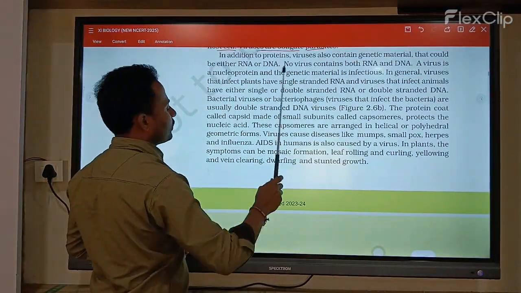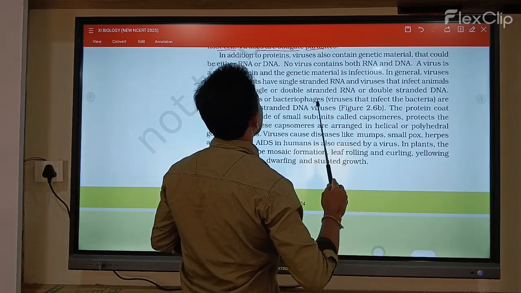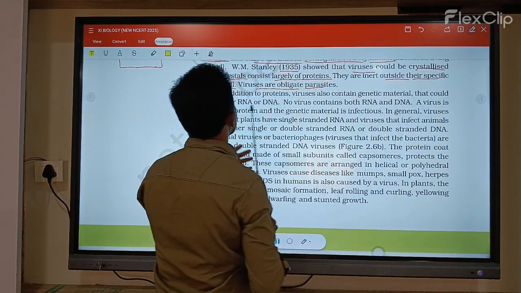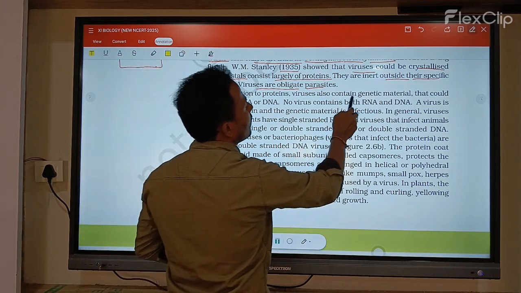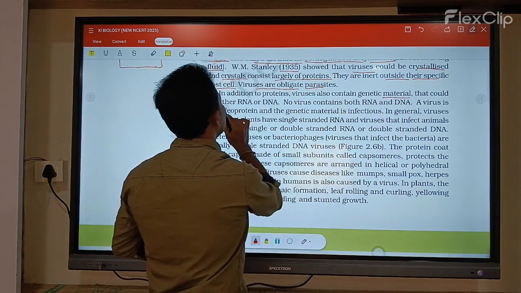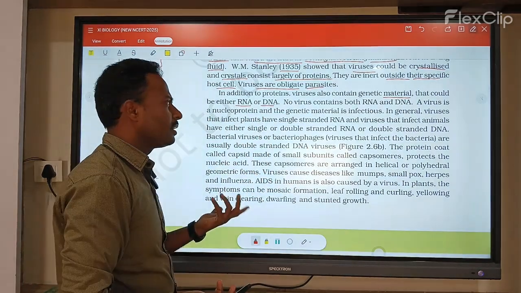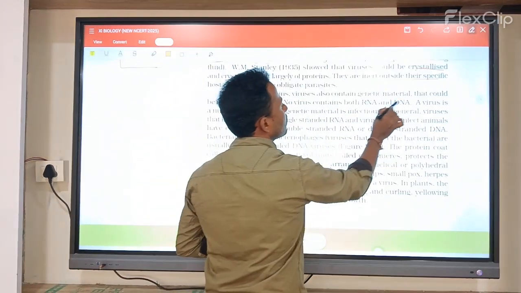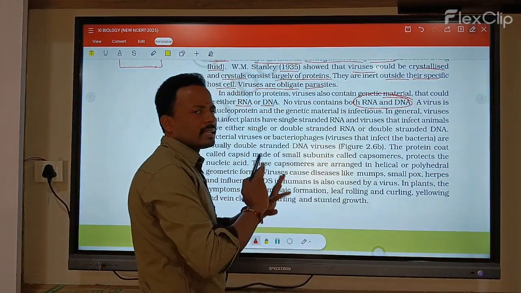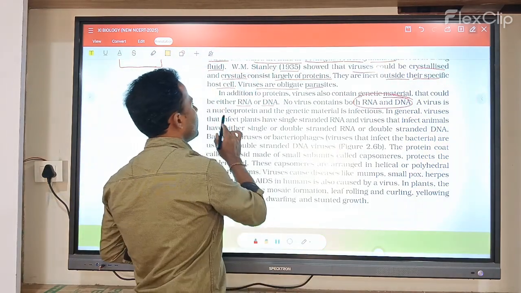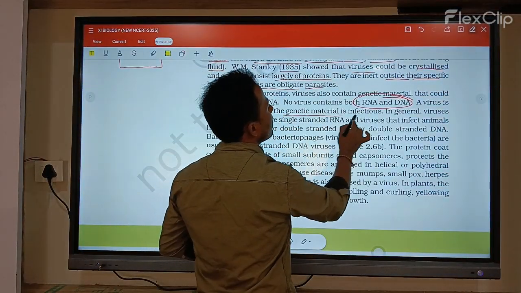In addition to proteins, viruses also contain genetic material that could be either RNA or DNA. Mostly the genetic material consists of either DNA or RNA. No virus contains both DNA and RNA. Viruses are nucleoproteins, with nucleic acid as the genetic material.